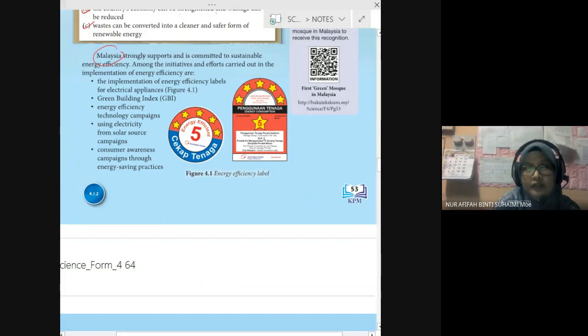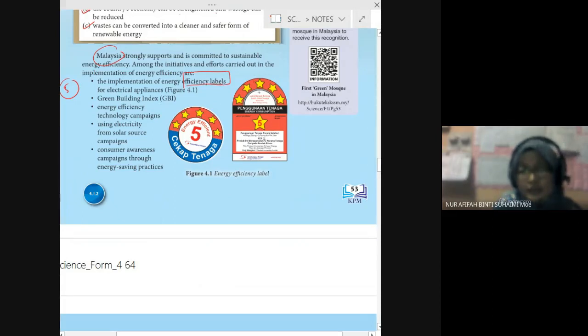Malaysia has done a lot with green technology. Okay, what are they? 1, 2, 3, 4, 5. Five implementations have been carried out. Okay, we use energy labels in our electrical devices. Dekat lampu, dekat machine, washing machine ni ada. Okay, how many stars? So 5 stars means the electrical device has higher energy efficiency.